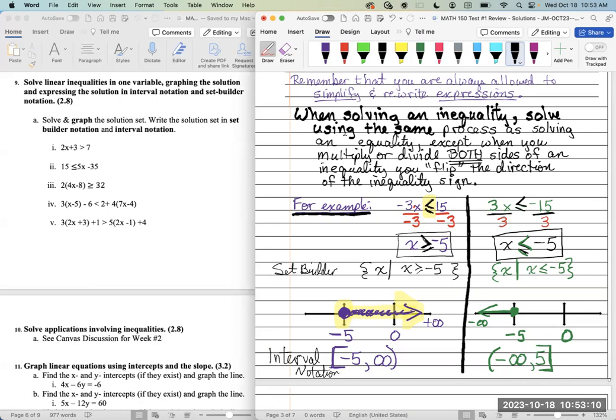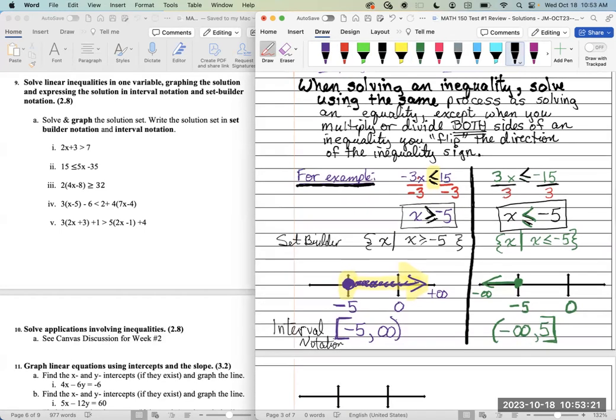So given these two original equations, the purple is -3x less than or equal to +15. The green equation is 3x is less than or equal to -15. I've shown you the answers using set builder notation, interval notation, and graphing. All right, now to do the examples.